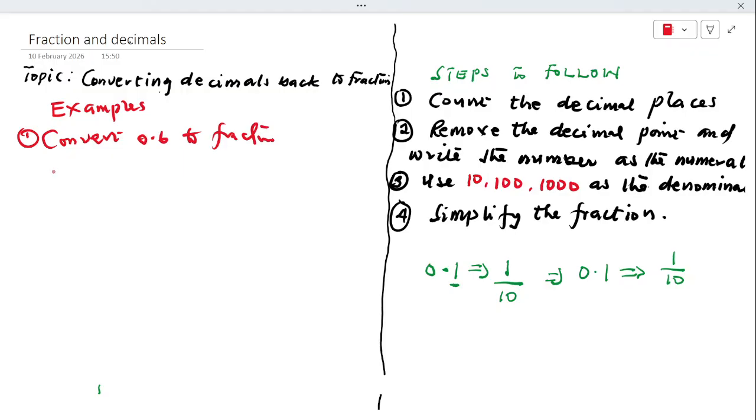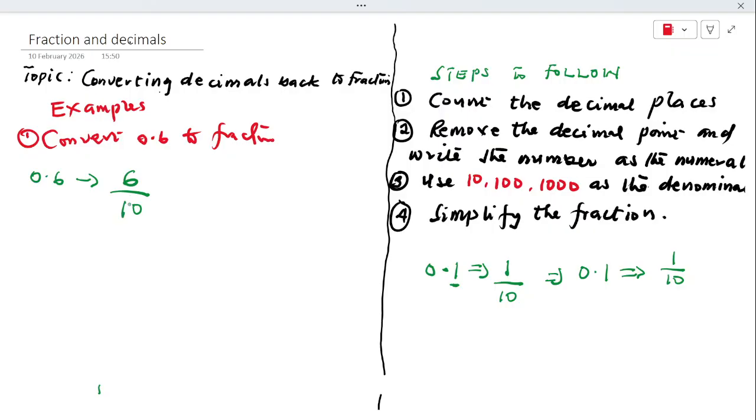So in doing that, the first step is what? There is 1 decimal point. So 0.6 is 1 decimal place. So now we write the 0.6, then you remove the decimal point, and then you write it as the numerator, as in the steps. Then, since it is 1 decimal place, the denominator will be what?